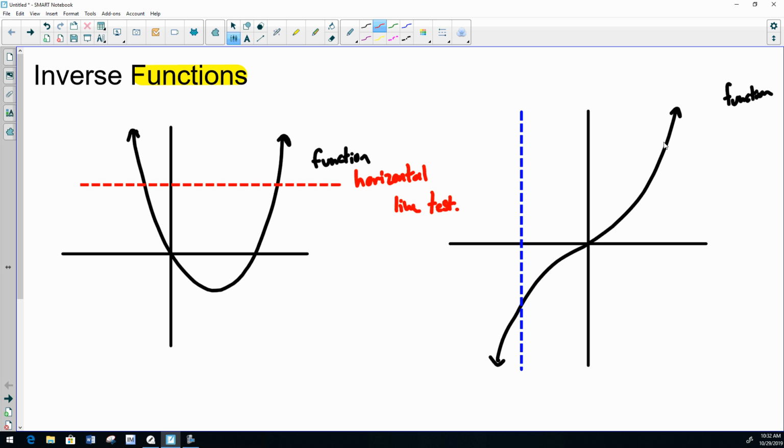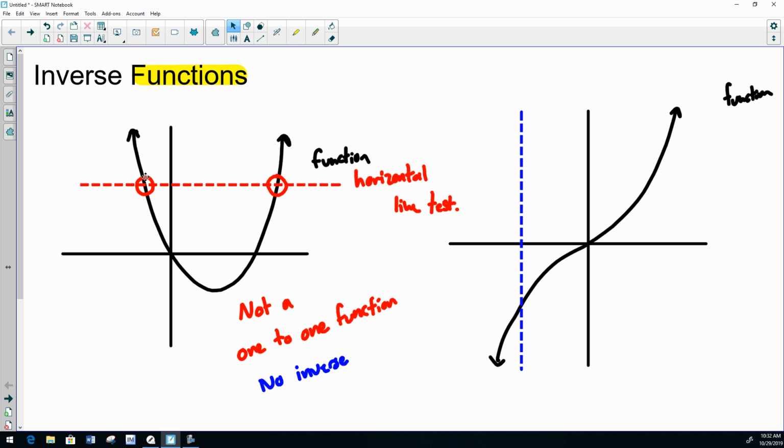Okay, so you can see this parabola does not pass the horizontal line test. So this is not a 1-to-1 function. A 1-to-1 function must pass the horizontal line test. Another way of saying that is no inverse. Every parabola that we get does not have an inverse unless we modify the original parabola.